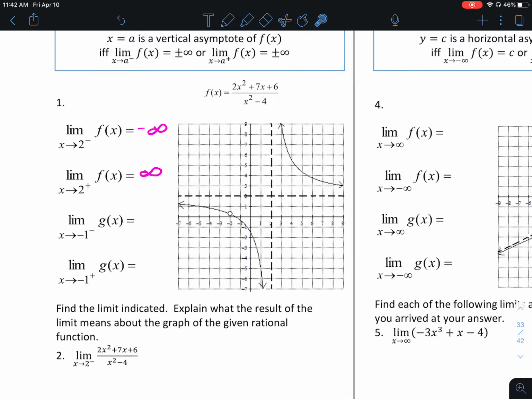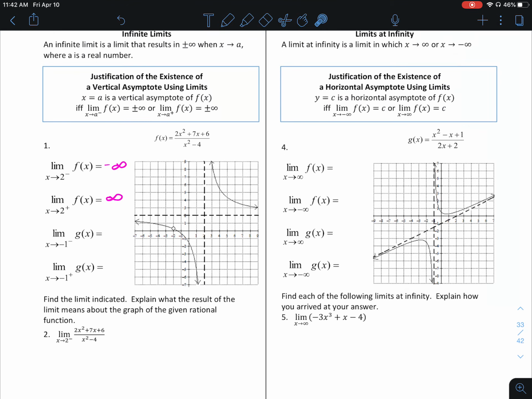What's the limit of g of x? Whoa, g of x. G is over here, f was over here. So now we're looking at this graph. What's the limit of g of x as x approaches negative 1 from the left? Well, here's negative 1. If we approach from the left, it's going to negative infinity. What's the limit of g of x as x approaches negative 1 from the right? If you approach negative 1 from the right, it's going up forever. It's going to infinity. Just going to make a note here that both of these problems are using the graph over to the right.